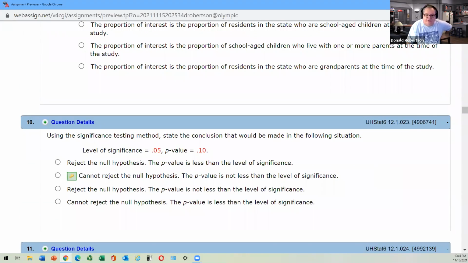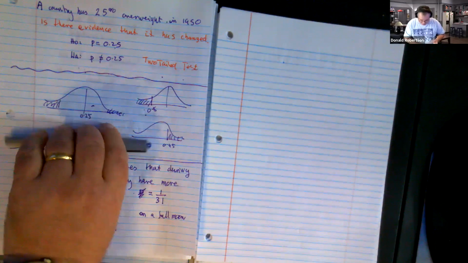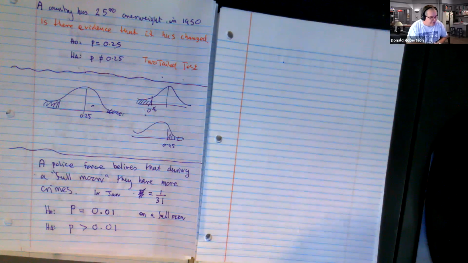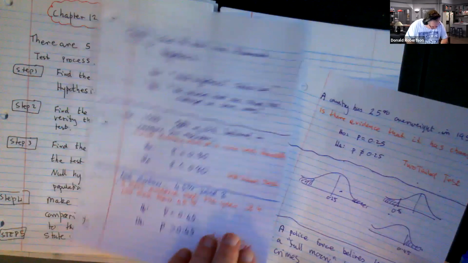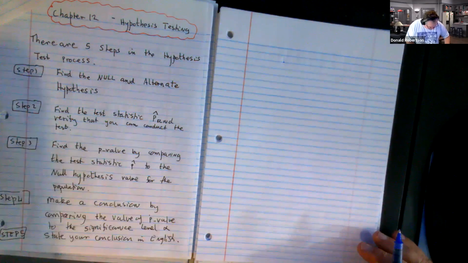Right, back to notes then. So right now, if I gave you a story, would you be comfortable about setting up the null and alternate hypothesis? Right. That's kind of what we've done so far. So let's move on a little bit on our list of things and talk about test statistic and verifying can you conduct the test.